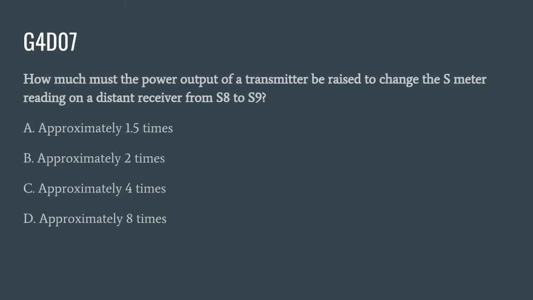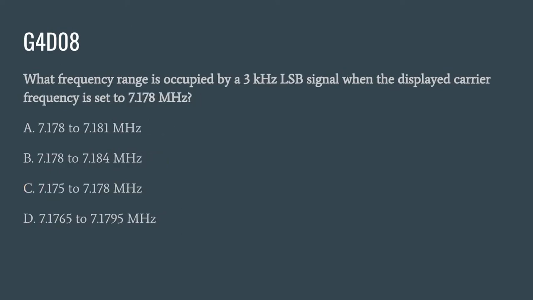G4D07. How much must the power output of a transmitter be raised to change the S meter reading on a distant receiver from S8 to S9? A. Approximately 1.5 times. B. Approximately 2 times. C. Approximately 4 times. Or D. Approximately 8 times. Correct answer is C. Approximately 4 times.